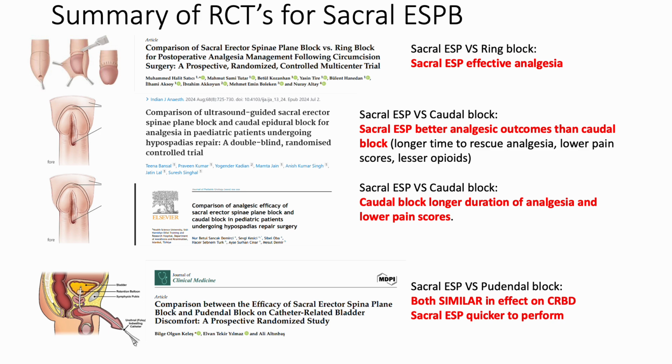These results were subsequently conflicting in another trial where sacral ESP was compared with caudal block in hypospadias surgery again. Here, the caudal block patients had a longer duration of analgesia and lower pain scores compared with the sacral ESP block. In patients who had catheter-related bladder discomfort, sacral ESP and pudendal block performed similar in reducing catheter-related bladder discomfort after TURP surgery. Sacral ESP was quicker to perform compared to pudendal blocks.